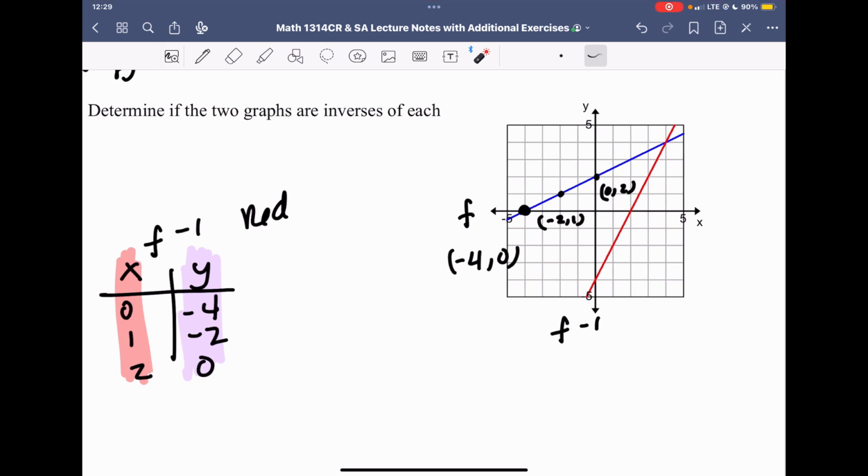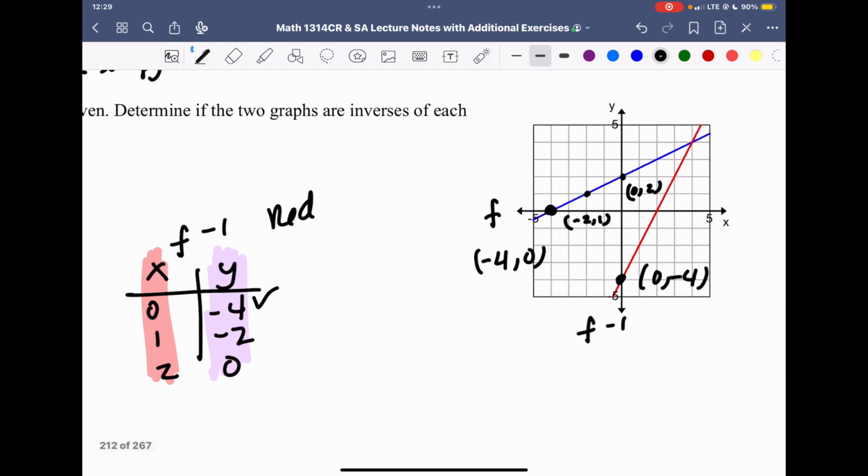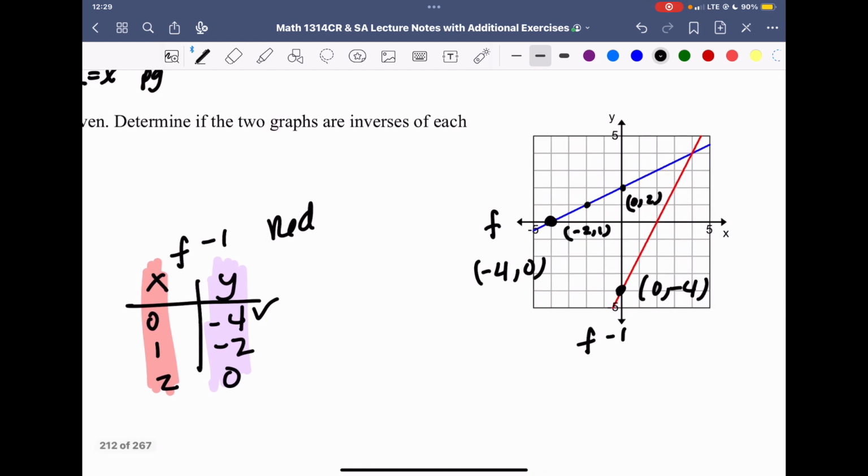So let's zoom in. Do I have 0, -4? Yes, right here. 0, -4. So that one checks out. Do I have 1, -2?